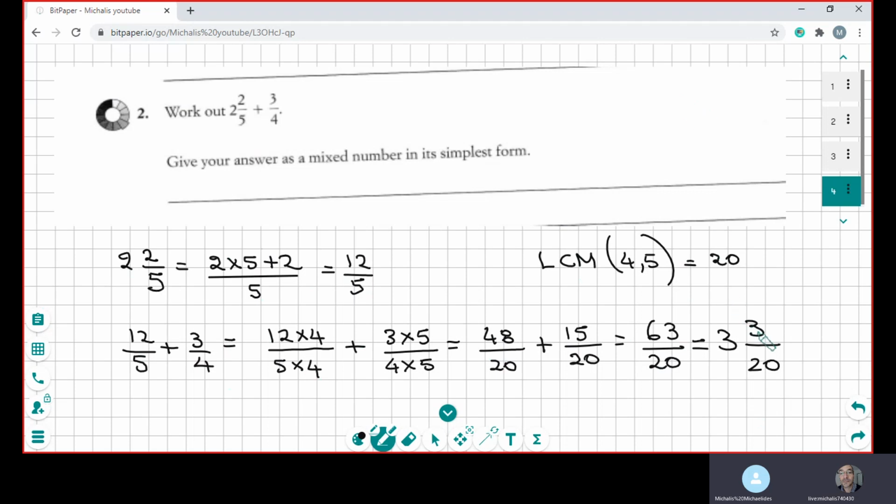And this is the simplest form because I can't simplify the fraction anymore. It can't be simplified more. So this is the simplest form.